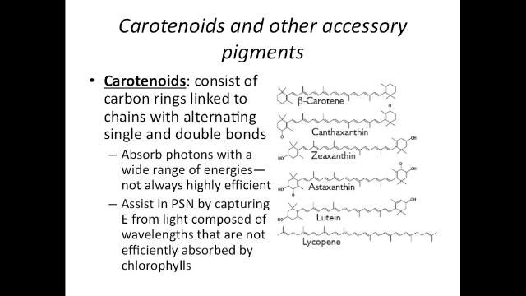So carotenoids consist of carbon rings linked to chains with alternating single and double bonds. So basically these really, really long tails. And they absorb photons with a wide range of energies, but they're just not as efficient as our chlorophylls. They assist in photosynthesis by capturing energy from light composed of wavelengths that are not efficiently absorbed by chlorophylls. So they just try to capture everything that the chlorophylls cannot catch.